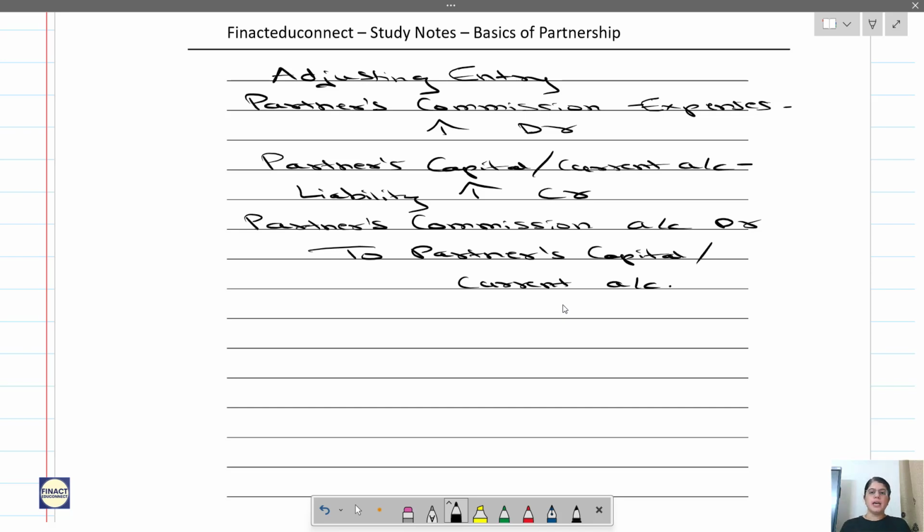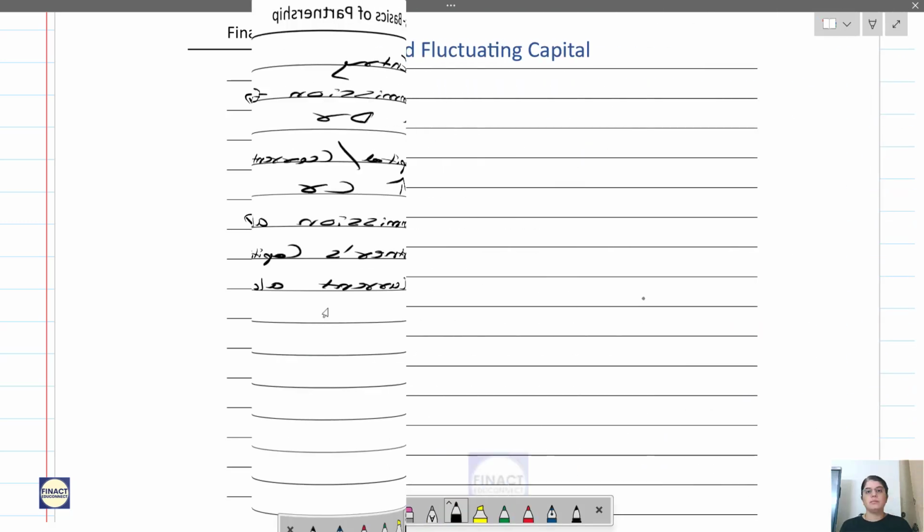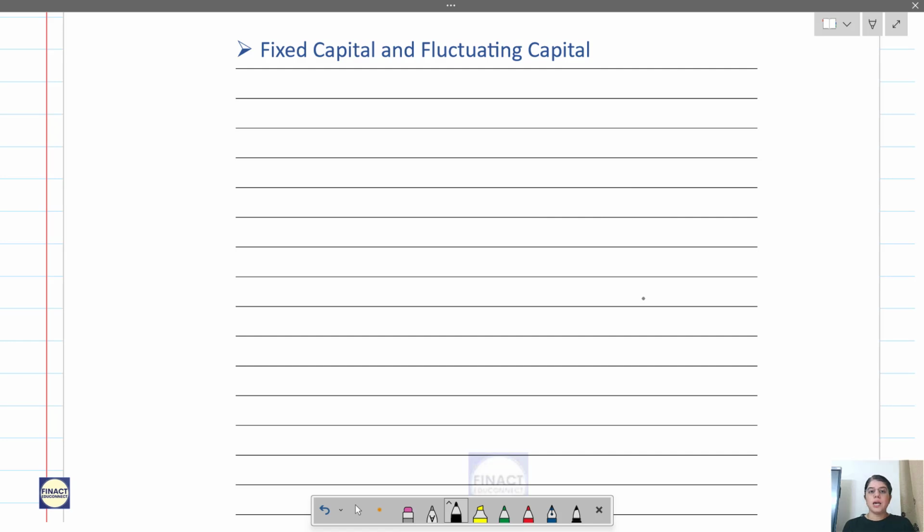Now everywhere we have seen capital account, current account. Now let us understand what is a current account. Okay, so first you finish this, then we will see. Okay, so let us understand this concept of fixed capital or fluctuating capital. So these are the methods in which the firm may have its capital. So there are basically two methods, fixed capital method and fluctuating capital method.